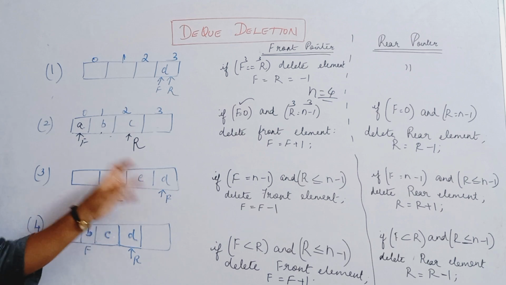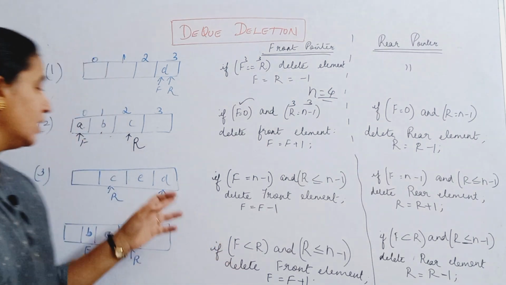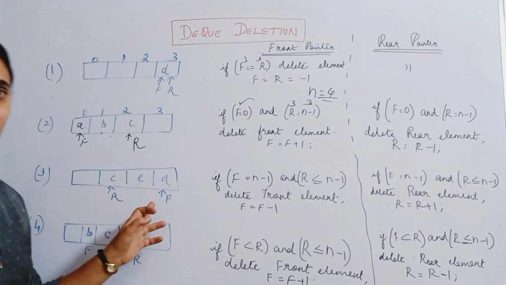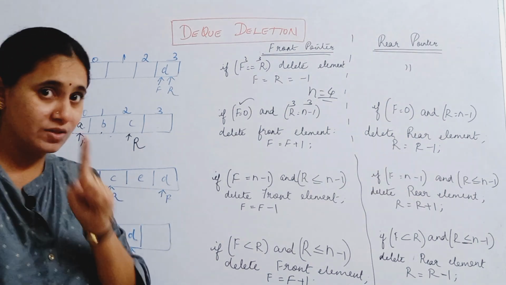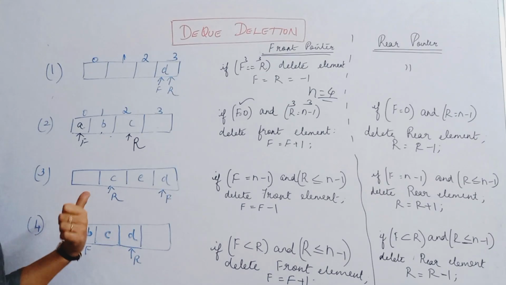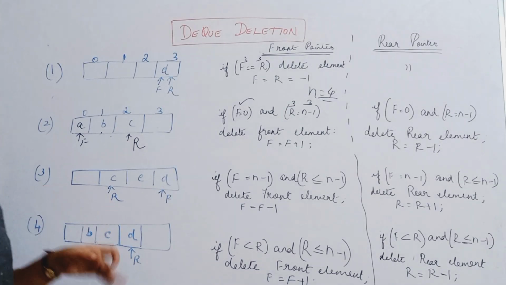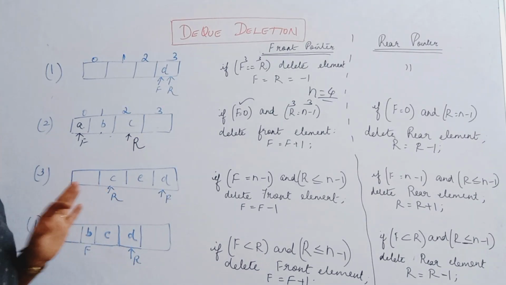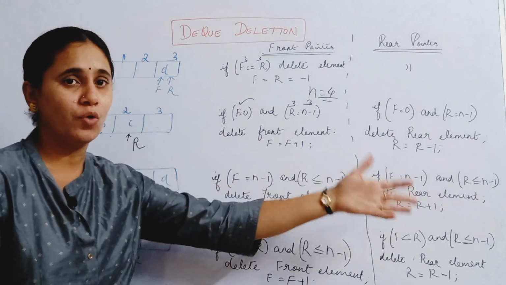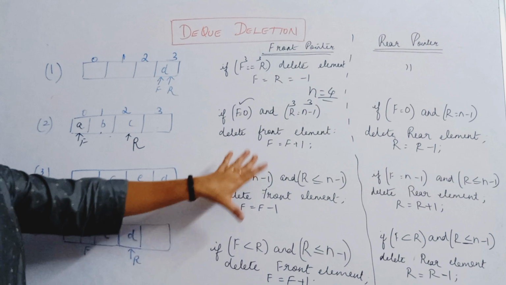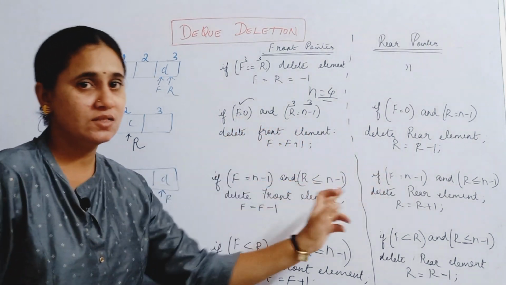Next, the next case is this one. For example, c, e and d, with the rear pointer here and the front pointer here. What is the meaning? d is the front value, that is the first value, and r is the last value. So how am I going to delete this element? If I use the front pointer, how? If I use the rear pointer, how? For that, I am going to use this condition. See, the conditions are the same.